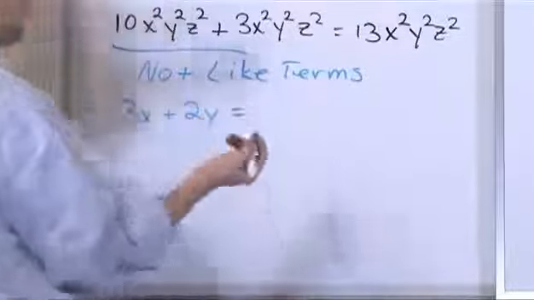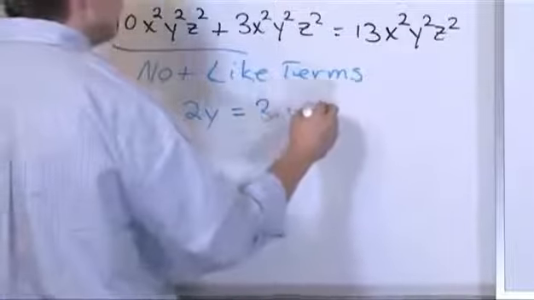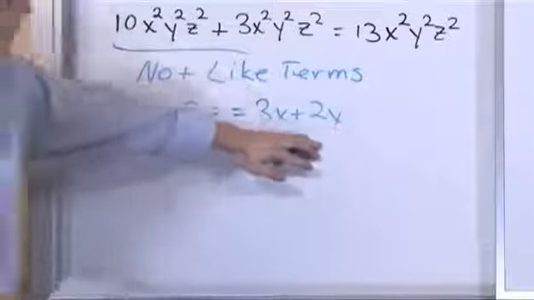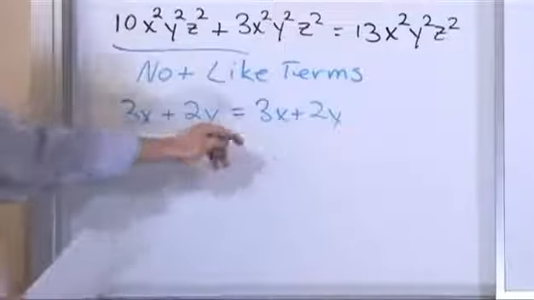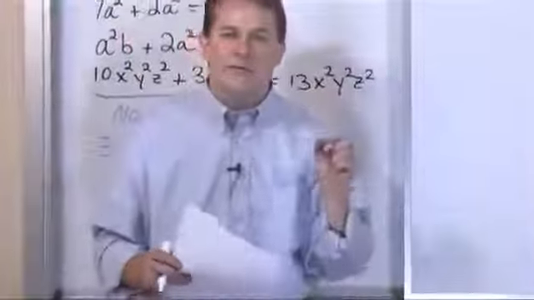If I had put this in a computer, the computer is going to spit out 3x plus 2y because you cannot add this any further. So this is totally simplified already. You can't add them anymore. Even though you might think you can add the numbers together, you cannot. So drill that in your head.